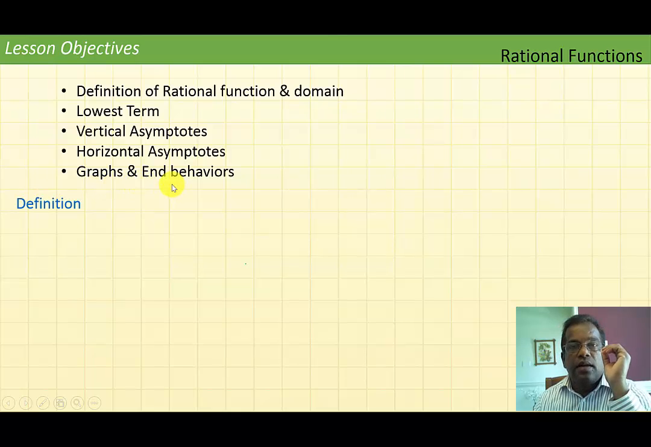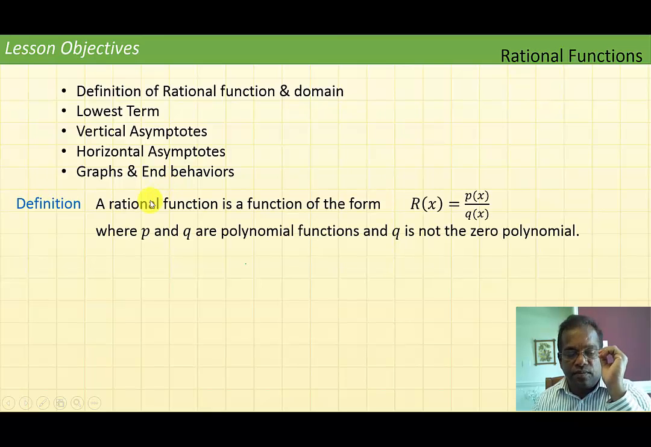Now let's look at the definition of rational function. A rational function is a function of the form p(x) over q(x), where both p and q are polynomial functions and q is not the zero polynomial. Zero polynomial means the polynomial of degree 0, so that's just a number, a constant. So it cannot be a constant in the denominator to have a proper rational function.